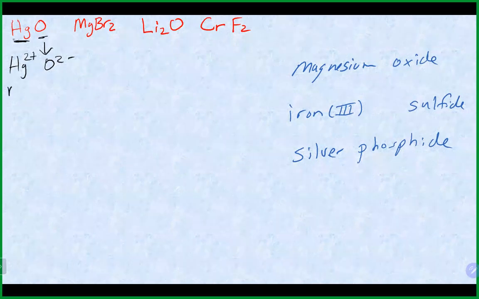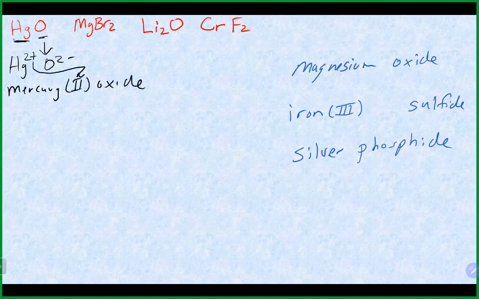That means that this is actually mercury 2 oxide. Again, this mercury 2 does not have the extra 2 on the bottom that would make it mercury 1. So again, that's the difference that we talked about there.